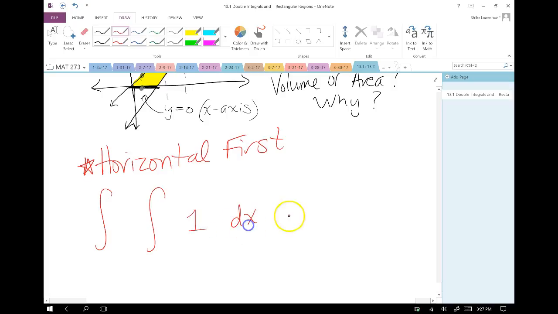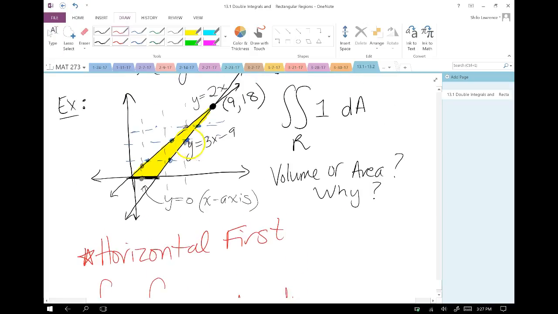So we're going to do dx first, because that's our horizontal axis, and we're doing this horizontally first. When we look at those two equations, 3x minus 9 hits first. You always move towards your axis, so we're moving this way. It hits 3x minus 9 first, and it hits 2x second.